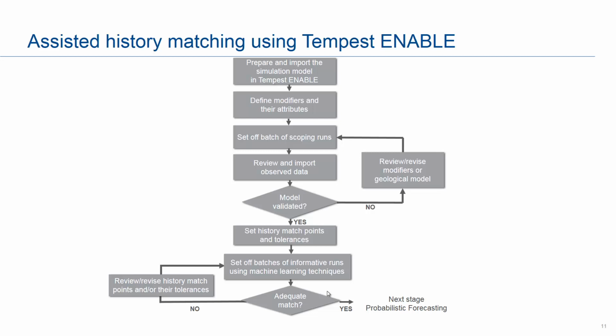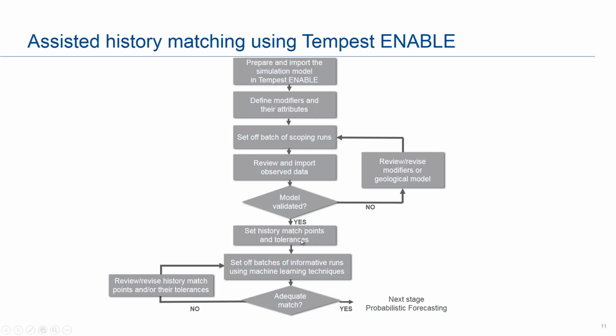If the model is valid, then you move on to the next step. Otherwise, you would go back and change the ranges, or even introduce new modifiers, or might even want to reconsider the construction of the geological model. So let's say you have validated your model.